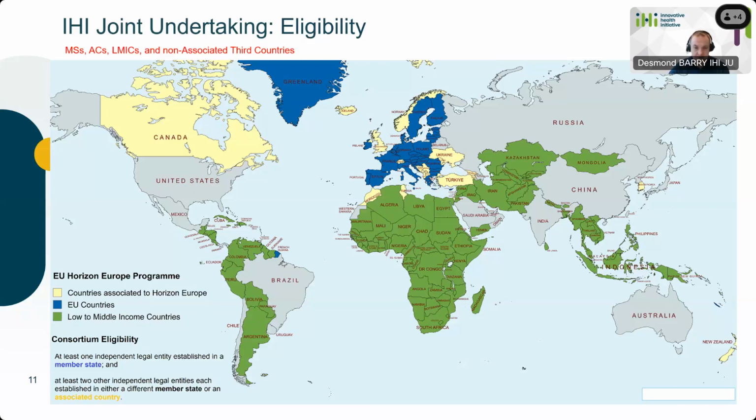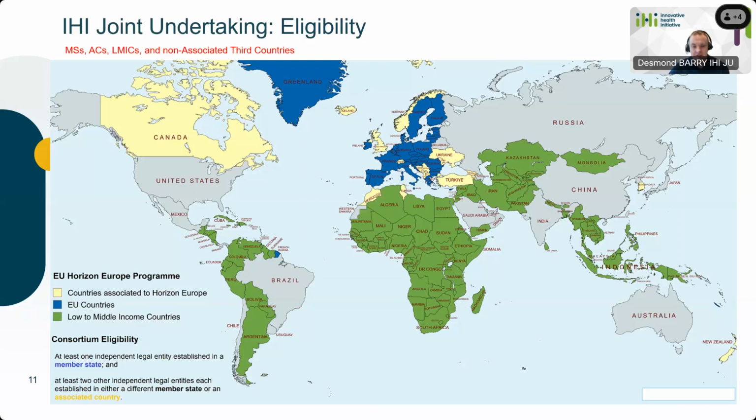Then in green, because there's a lot, as you can see, primarily in the global south, but also in Eurasia, we also have what we call the low to middle income countries. There's a lot of them, and generally the rule here is that if you are coming from a low and middle income country, you're actually eligible to receive funding in an IHI program, and we'll talk about that in a minute.